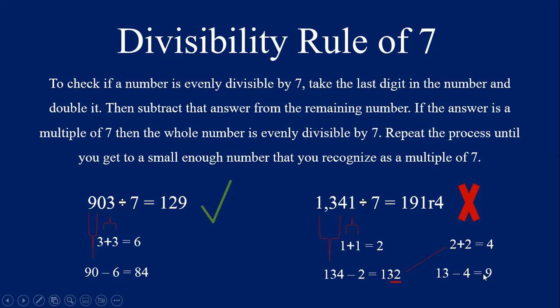Is 9 a multiple of 7? 7, 14? Nope, it is not. So now we know this whole number, 1,341, is not evenly divisible by 7. This one would give us a remainder.